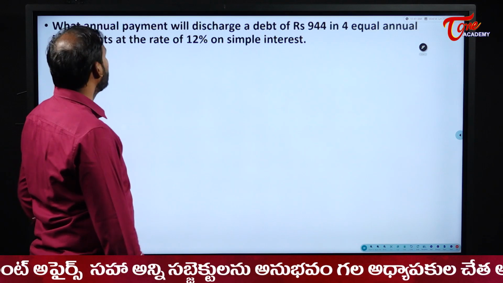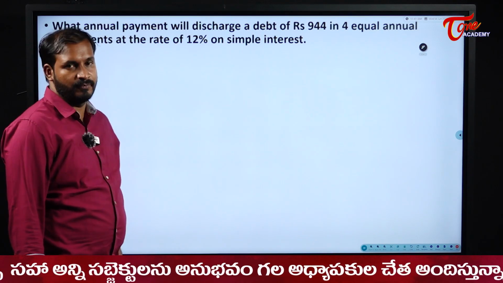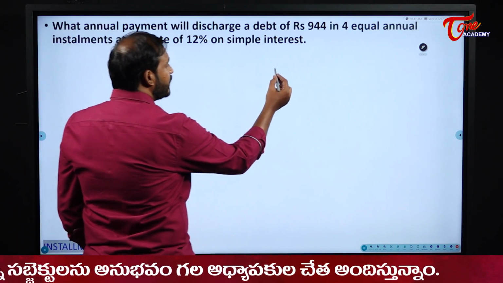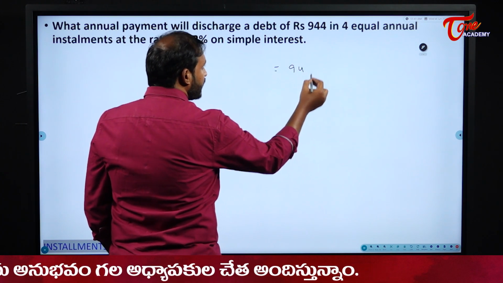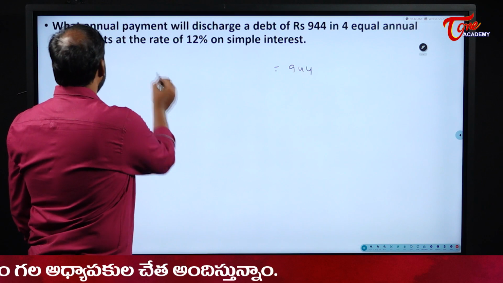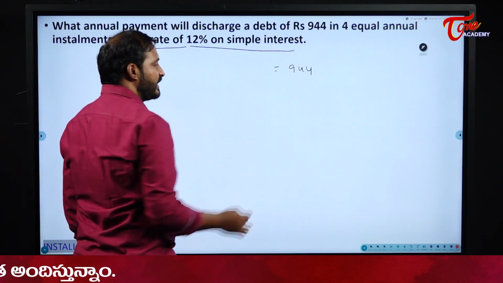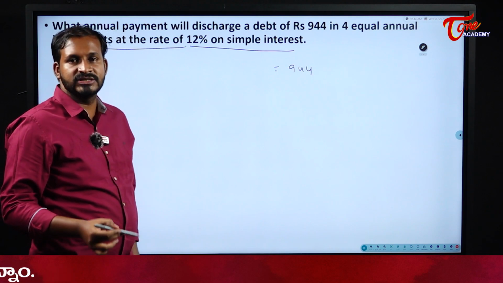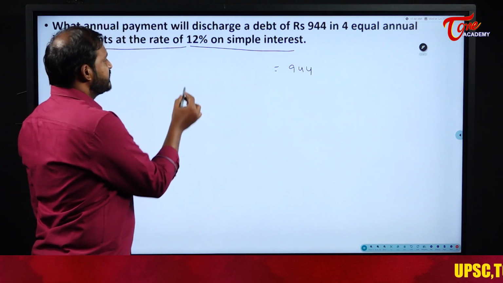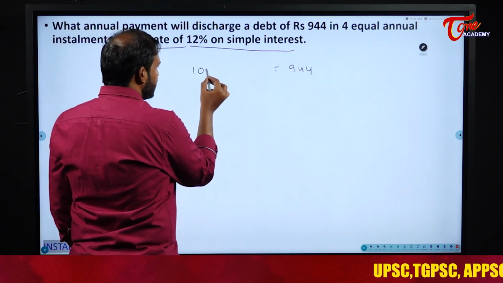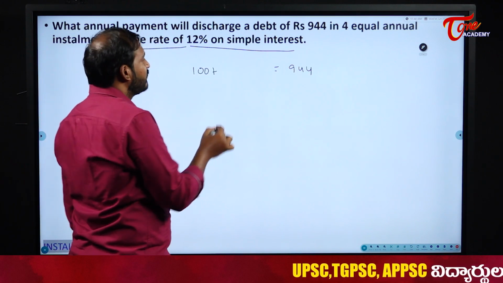Now see here, what annual payment will discharge a debt of rupees? Debt means what? As I have already told you, 944, in 4 equal annual installments at 12% simple interest. Just now, what is the shortcut I have told you? First installment will be, generally, we will take it as 100. From 100 we will start. What is the rate of interest?